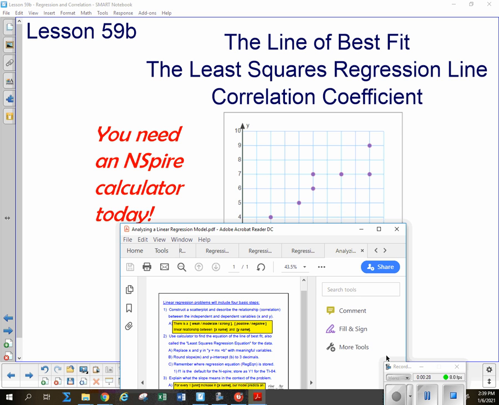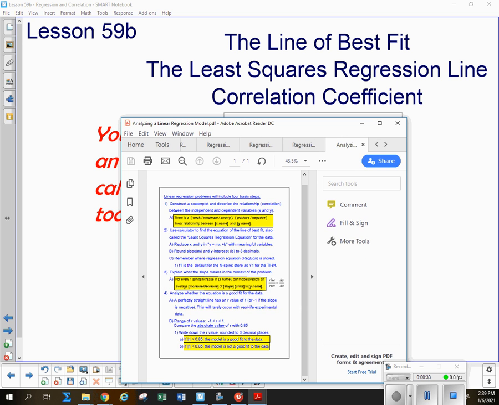You also need to have several handouts in front of you. One of them that you will need is the one that has these boxes on it and starts off "Linear regression problems will include 4 basic steps." This was not part of the packet that you could pick up at school, but it has been posted on the assignment for you to print out.